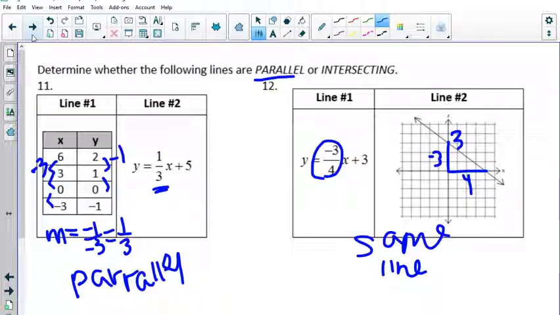Okay, and that's target 8 and 9. They're similar, but slightly different. Okay, so now you know about horizontal and vertical lines, and you know how to tell if two things are parallel or intersecting.